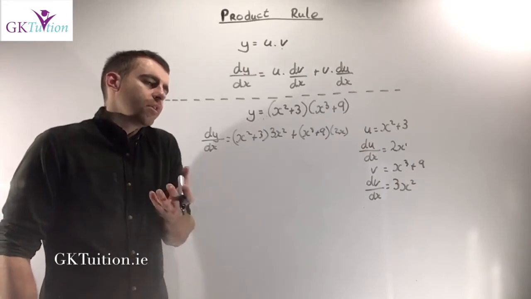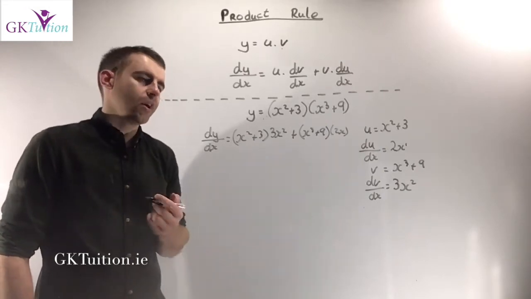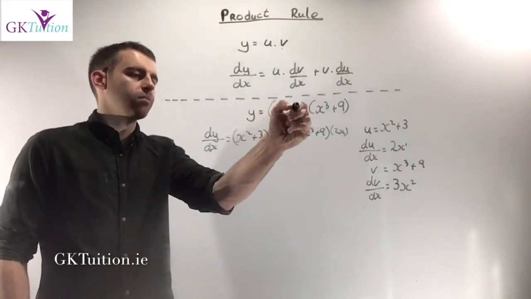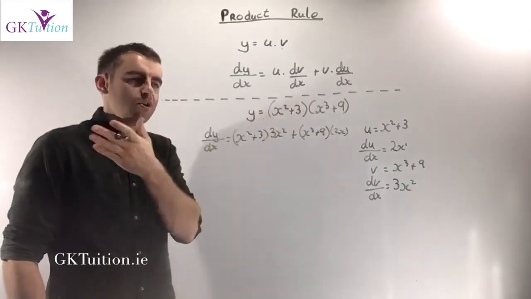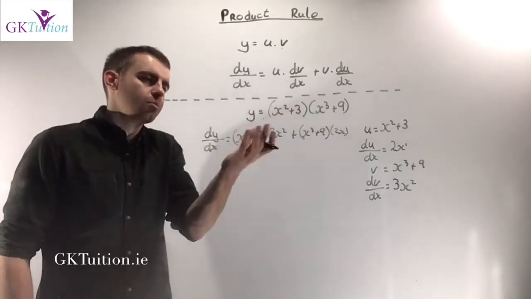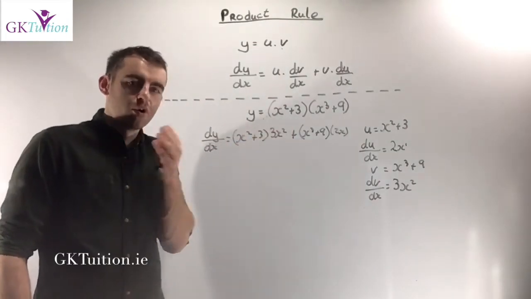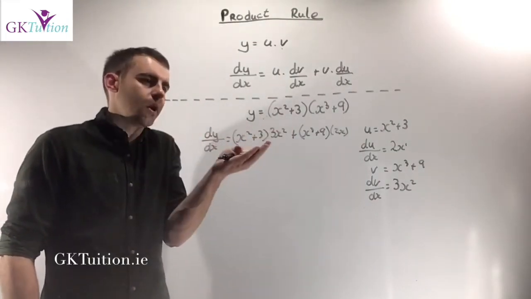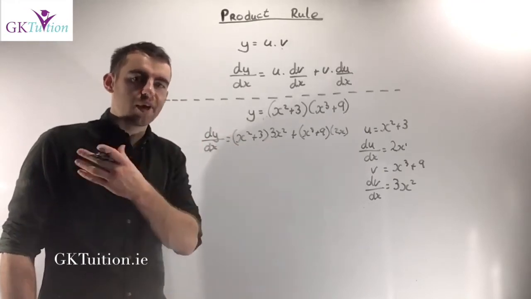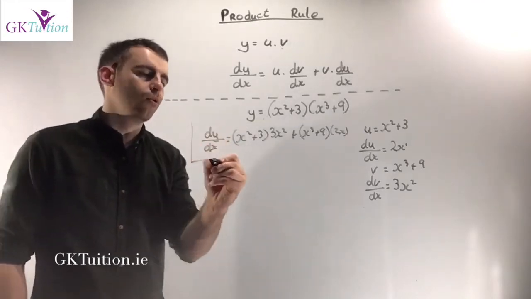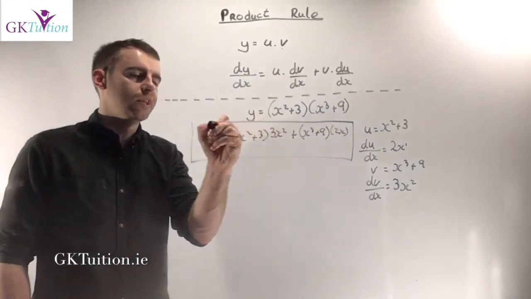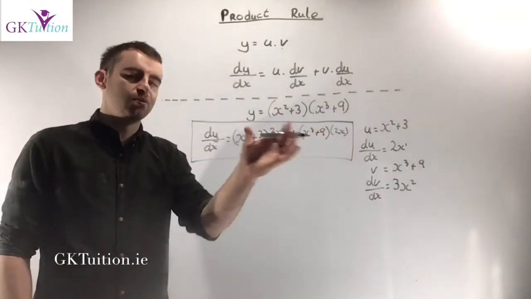I just want you to be aware that there is an alternative way of doing that question. When I give you y equals x squared plus 3 times x cubed plus 9, that's just double brackets. You could just multiply that out and turn it into an algebraic expression with no brackets in it. When you've multiplied it out, you then get the derivative. But for just going through this example, I wanted to do an easy one. We could say dy dx is equal to this.